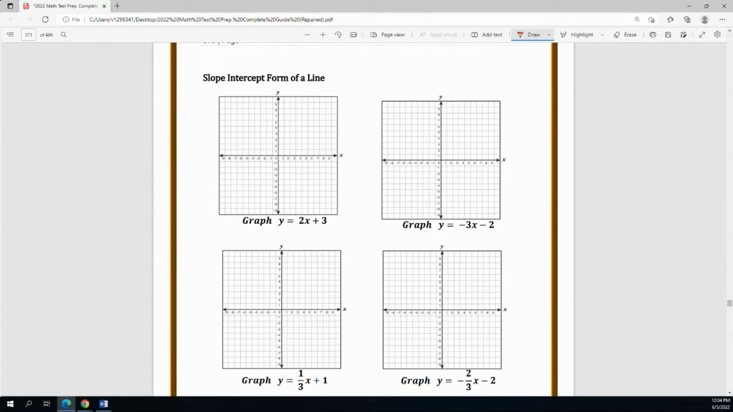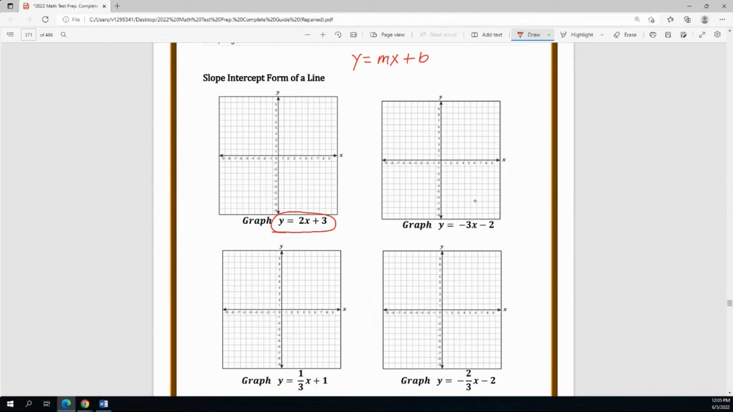Slope-intercept form of a line. So now we understand what this means. I'm going to go ahead and rewrite that, where y equals m times x, slope times x, plus b. What we're going to do now, with this information, is graph.